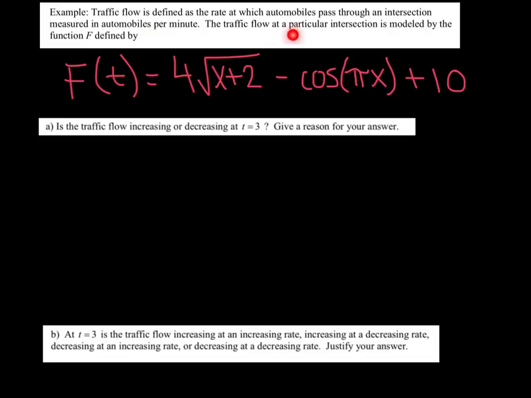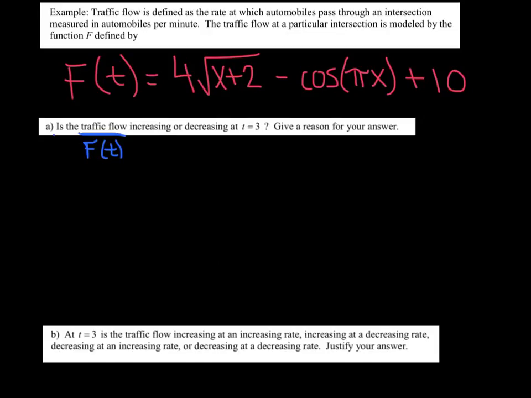And they said the traffic flow at a particular intersection, maybe the corner of Clark and Bayview or something like that, is given by this function right here. Very strange looking function, okay? And they basically said, hey, is traffic flow increasing or decreasing at t equals 3? Now when they said traffic flow, they are referring to f of t. So basically, let's reread that sentence. Is f of t increasing or decreasing at 3?